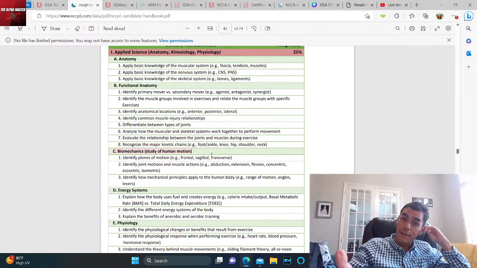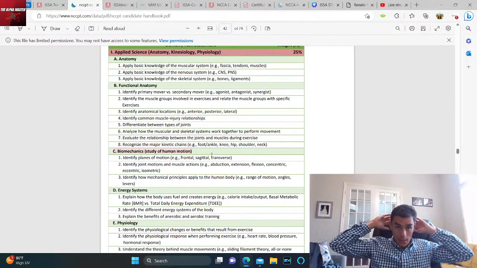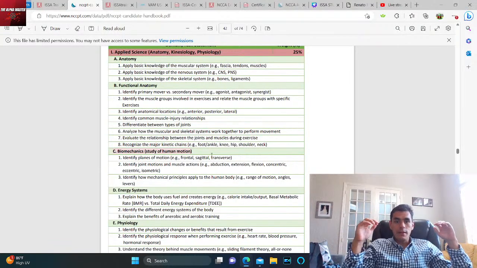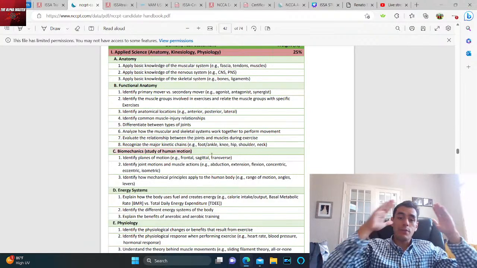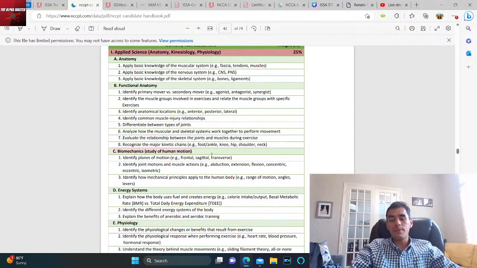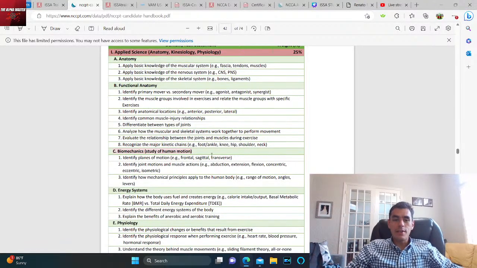So we'll identify the planes of motion. The frontal plane divides anterior and posterior. The sagittal plane divides left and right, and the transverse plane divides the superior and inferior halves of the body. Then we identify joint motions and muscle actions like abduction, extension, flexion, concentric, eccentric, isometric. And we'll identify how many mechanical principles apply to the human body, like the range of motion, the angles, and the levers.